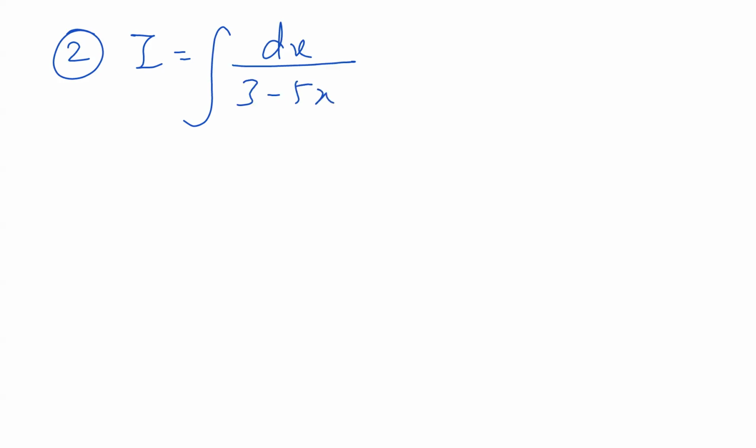So the second problem over here is integration of dx upon 3 minus 5x. So this can also be written as 1 upon 3 minus 5x dx. Okay, as I said earlier, this particular problem can be solved in many ways, but this is the easiest way.